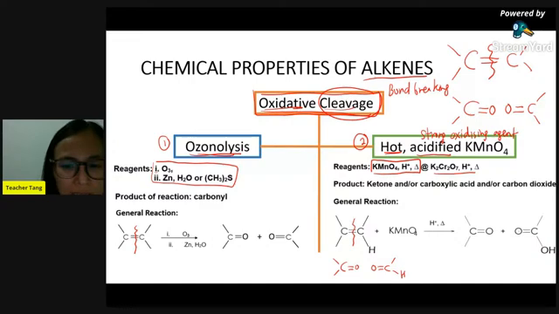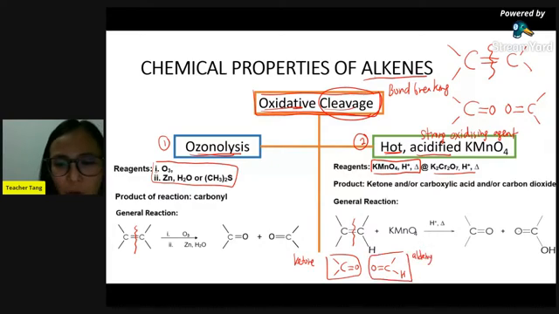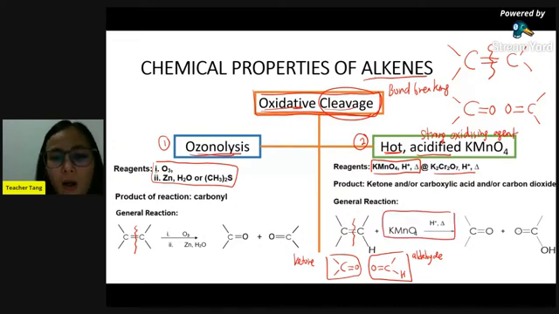So this is ketone, and this is aldehyde. For a strong oxidizing agent such as KMnO4, in an oxidation reaction, it will further oxidize to give carboxylic acid. It will further oxidize the hydrogen here to give you carboxylic acid.